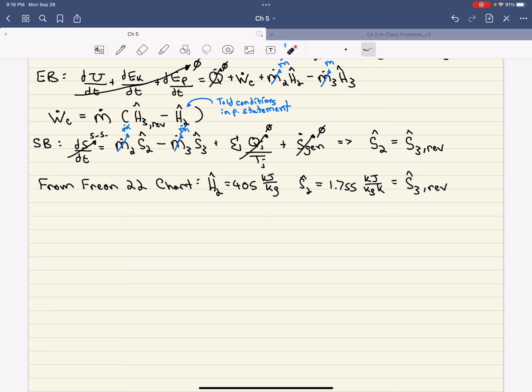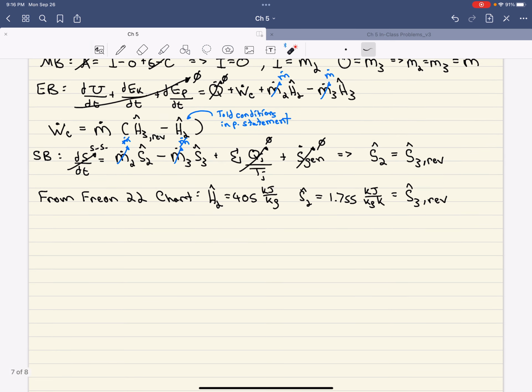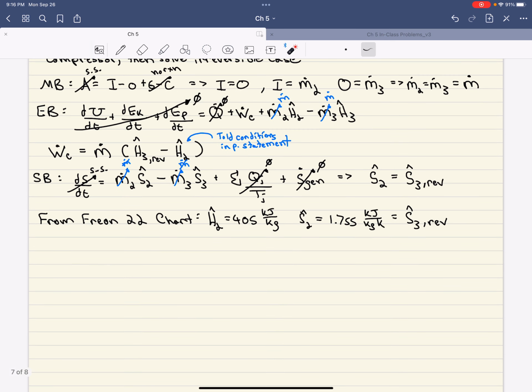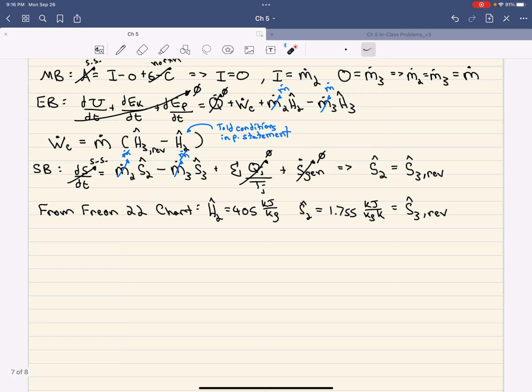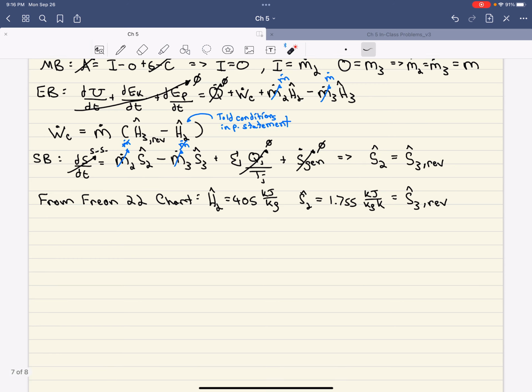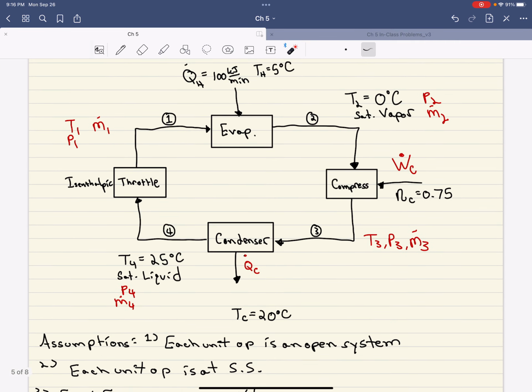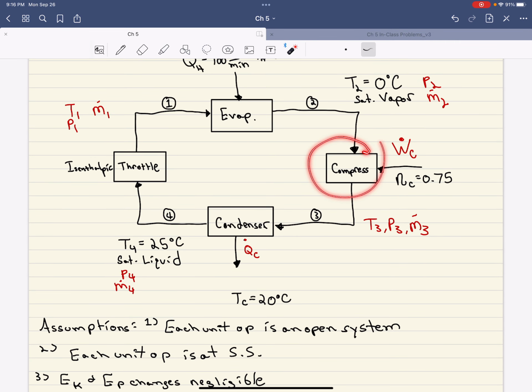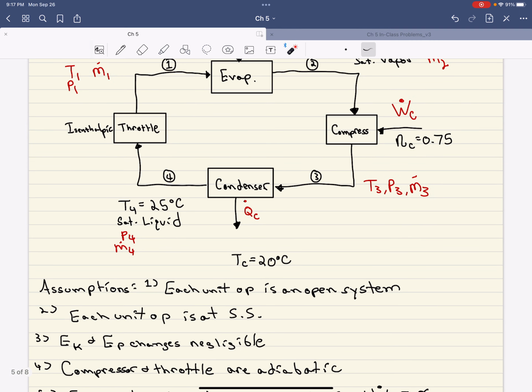But in order to get all of the thermodynamic properties for it, we need to somehow figure out one other thermodynamic property outside of the plot. Okay? And so to do that, we're going to leave the compressor for a bit, and we're going to start thinking about the condenser. The reason we're going to do that is because for the condenser, we know information about stream 4. We know its temperature, and we know its phase. We know it's a saturated liquid.